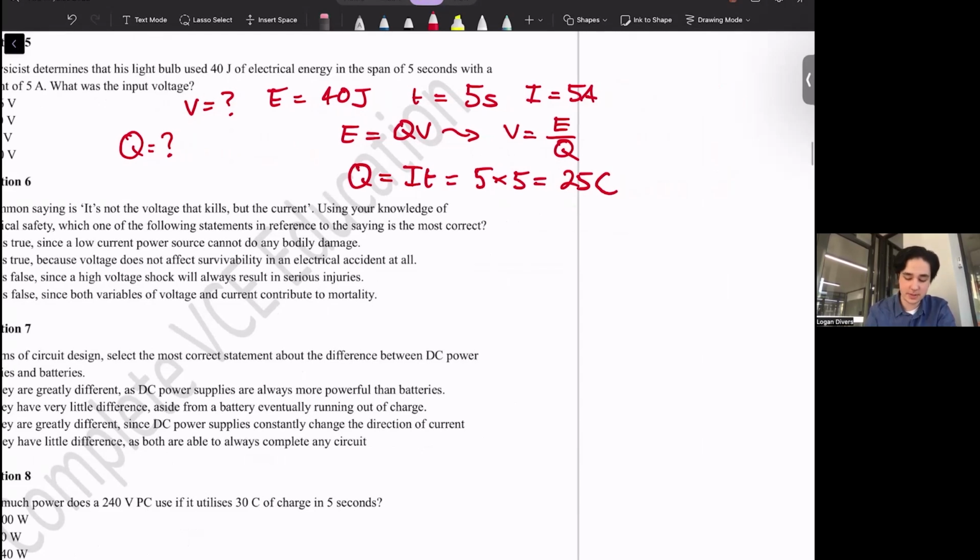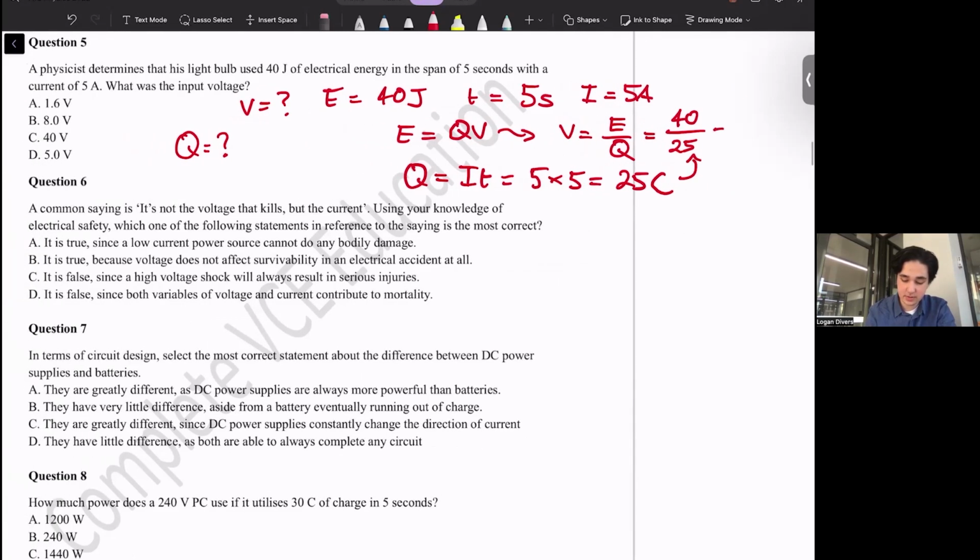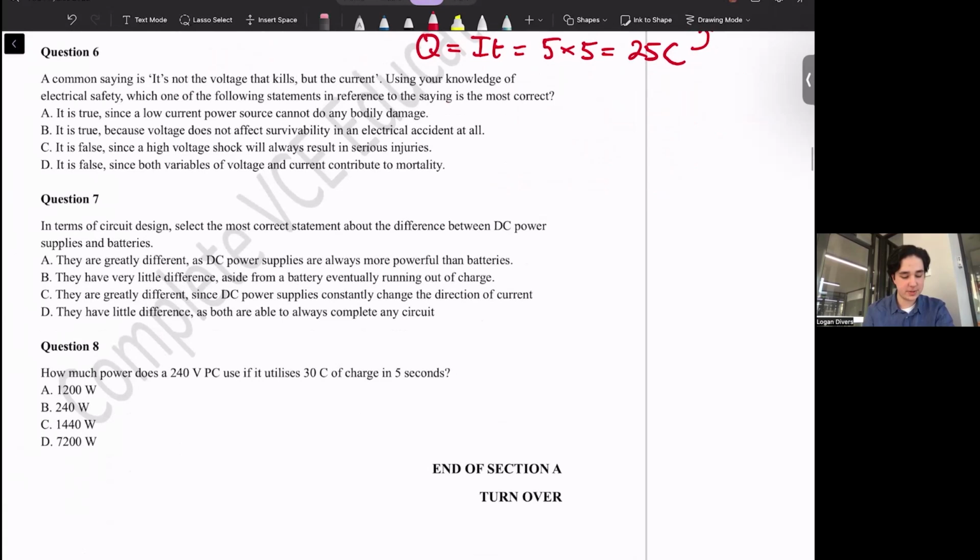All we need to do is put that into the formula. So our energy is 40 joules, charge was 25, and this ends up equaling, it's my calculator, 1.6 volts. Answer A.